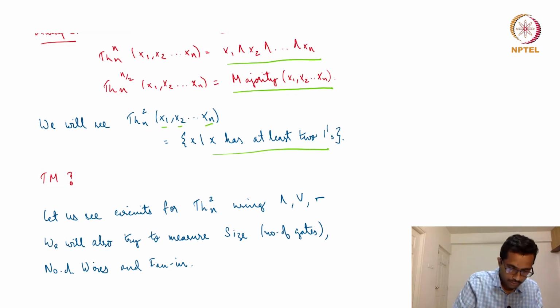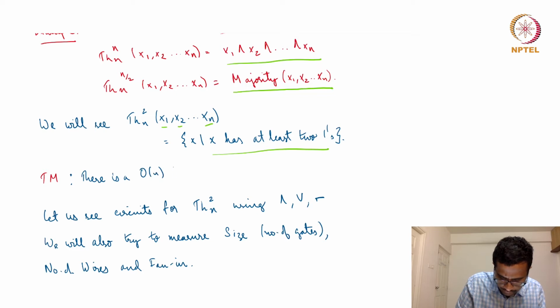So if you have a Turing machine, there is an order n time, this is an n. Sorry if you are not able to read my handwriting. Order n time and constant space algorithm.